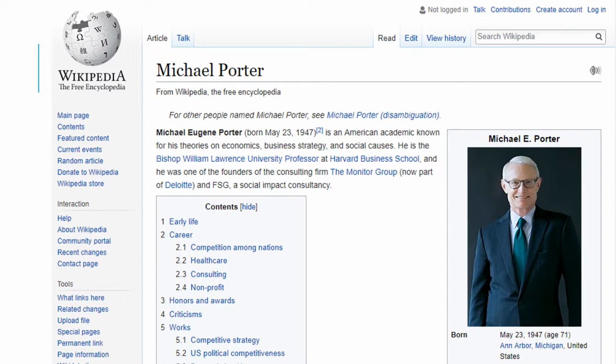So the first question you might be thinking is, who is this guy Porter? Well, we have a quick look here. His name is Michael Porter. He is an American academic known for his theories on economics, business strategy and social causes. He was a professor, or is a professor, at the Harvard Business School, and here he is over here.